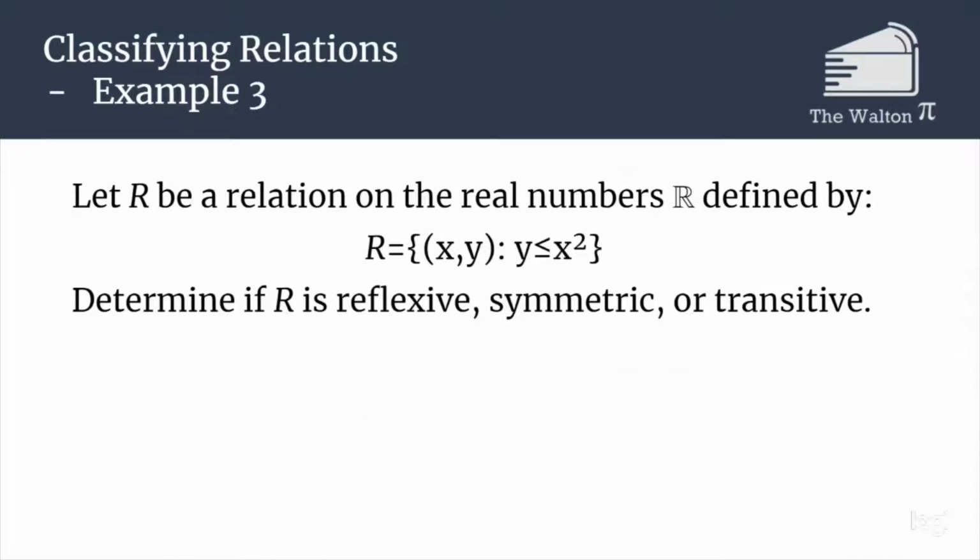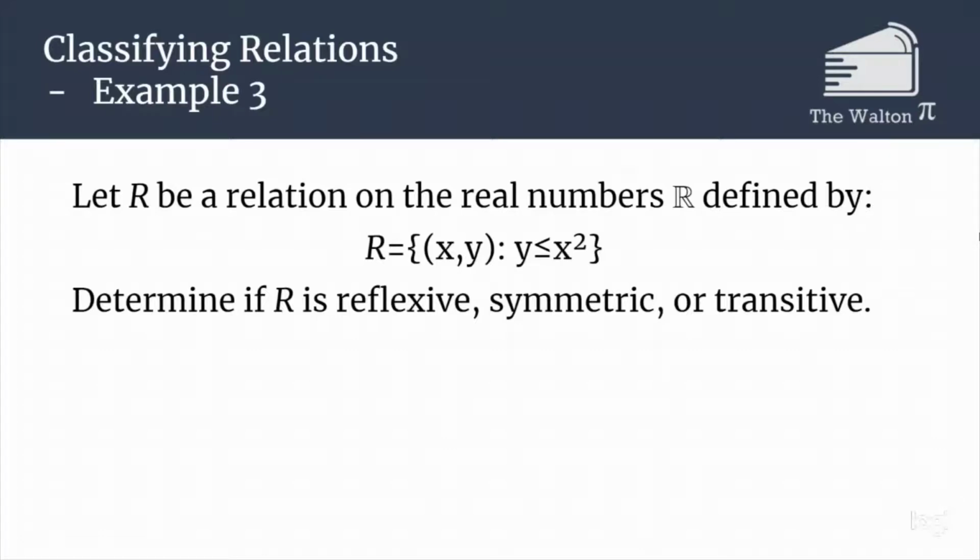Let's do another example. This time, let's let the relation be the set of ordered pairs x comma y, where y is less than or equal to x squared. Again, take a few moments to try and figure out if this is reflexive, symmetric, or transitive.